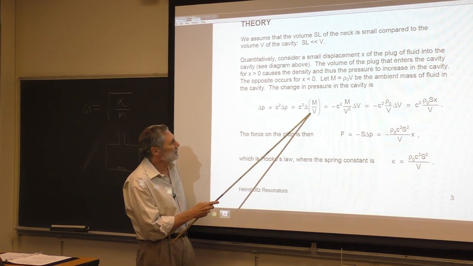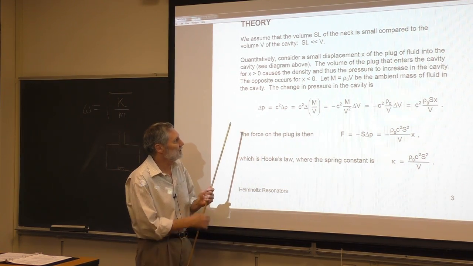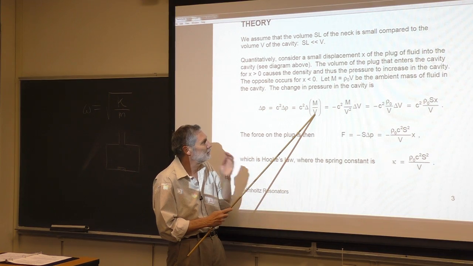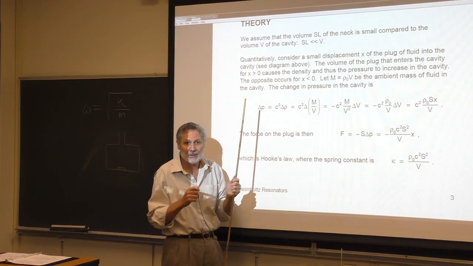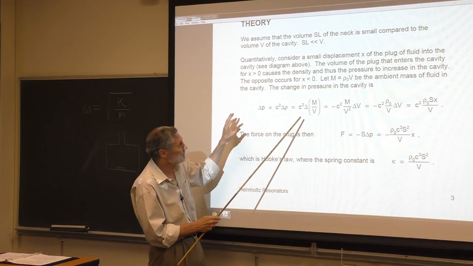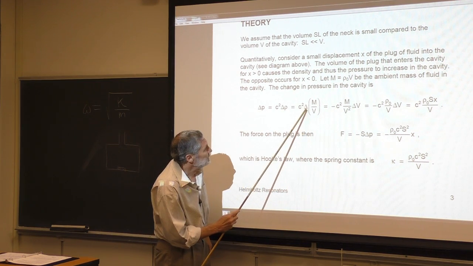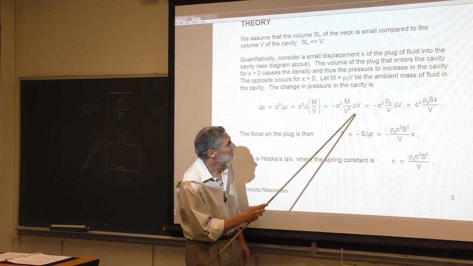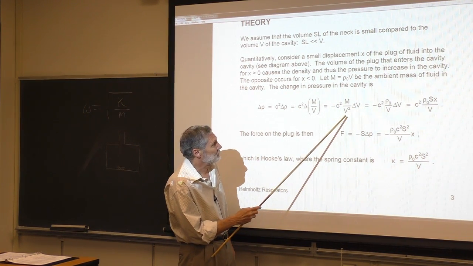What's the change in density in there? When x is positive, the density goes up. The density is the total mass in the cavity divided by the total volume. The volume is changing. The mass is staying the same. That's our perspective here. So when I take the differential here, mass is constant, the volume is changing. I get this. I'm just taking a differential.